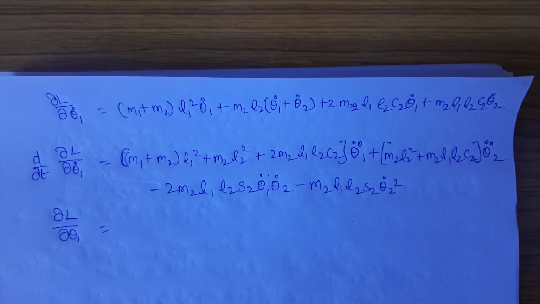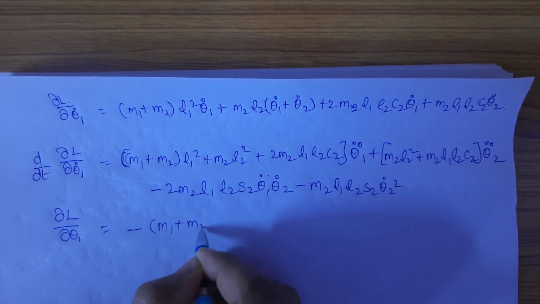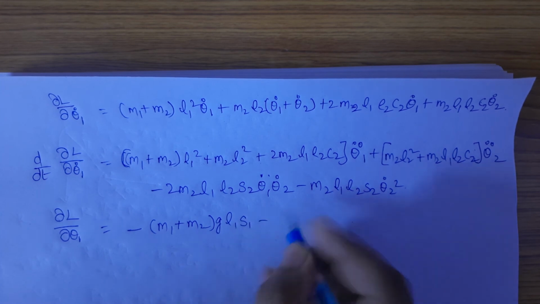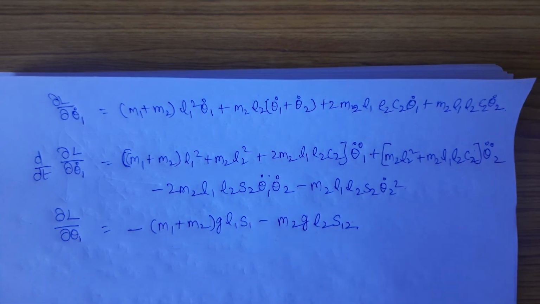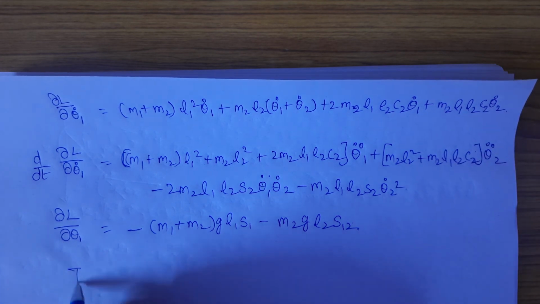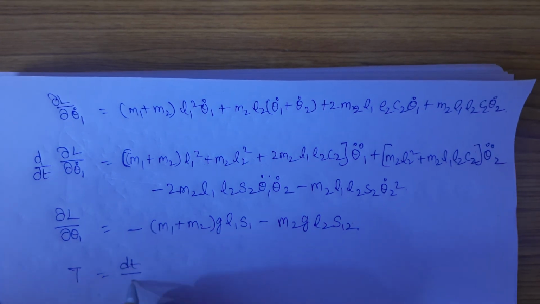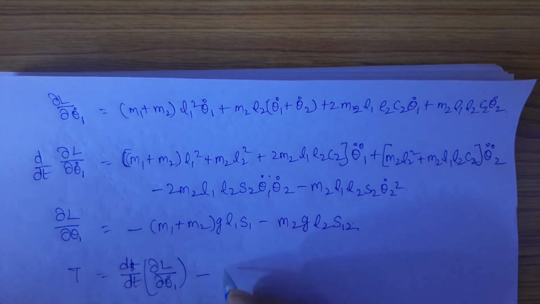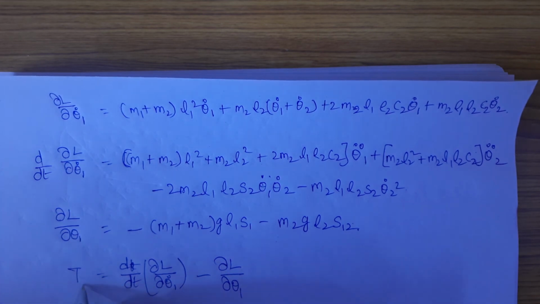Okay, del L by del theta 1 is minus (m1 plus m2) g L1 sin theta 1 minus m2 g L2 sin of theta 1 plus theta 2. Okay, so this is the complete equation. So you have to substitute that value in the torque equation. In order to find the torque, we have the equation d by dt of del L by del theta dot minus del L by del theta. Okay, so this is finding the torque for the first link.